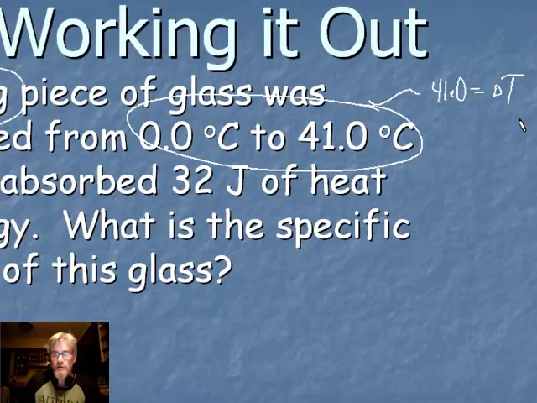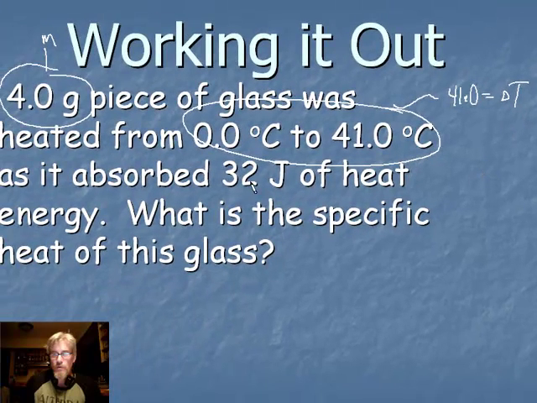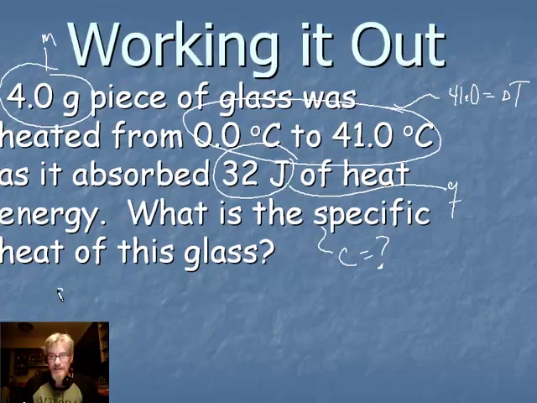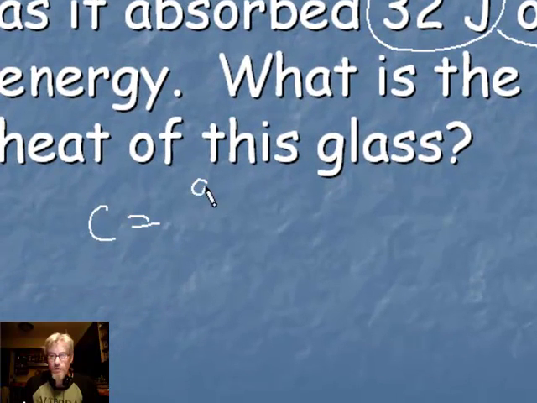As it absorbed 32 joules. Well, joules, that's a unit of heat energy, so that's Q. What is the specific heat of the glass? Well, specific heat is C. So the question is, what is C? I know Q, I know delta T, I know M. Here's the relationship between all these things. C is equal to Q divided by M times delta T.